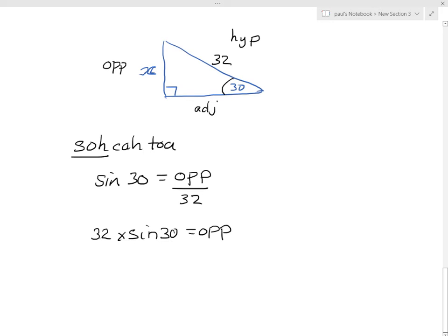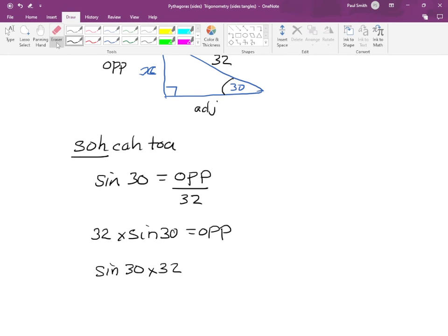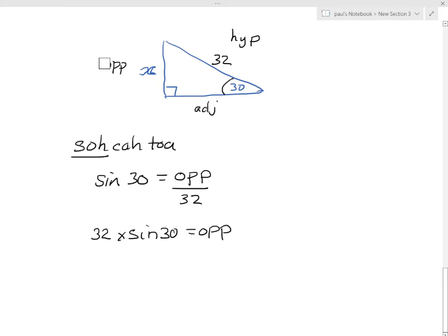Now, write the 32 before the sine 30. Otherwise, if you write sine 30 times 32, your calculator will get confused because it will be trying to do 960 something. So write the number before so that when you bang things into the calculator, they always come in the right way. So let's work that out. So we've got 32 times sine 30 is 16. That's good because it's smaller than the hypotenuse, which it should be, 16.